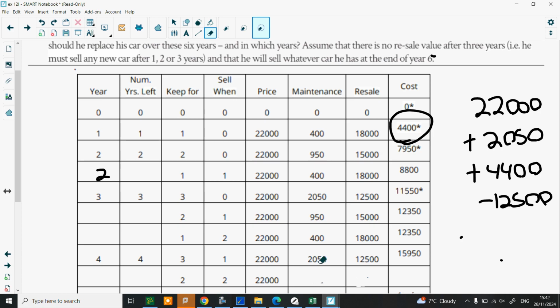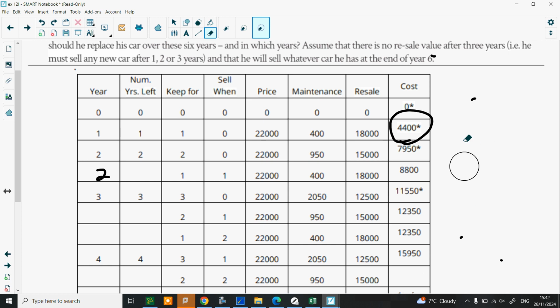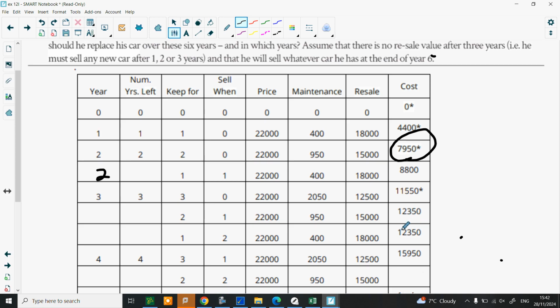2, 2. Sell after 2 years of maintenance is 950. Resell after 2 years is 18 grand, or sorry, 15 grand for the 2 years. Sorry, my fault. Now, how do I do this calculation? Who's the most expensive 2? Or sorry, the least expensive 2, is it? The least expensive 2 is 7,950, yeah? So that 2 is 7,950. Add it to the 22,000, add to the 1950, and then take away the 15,000. And you should get an answer of 15,900.